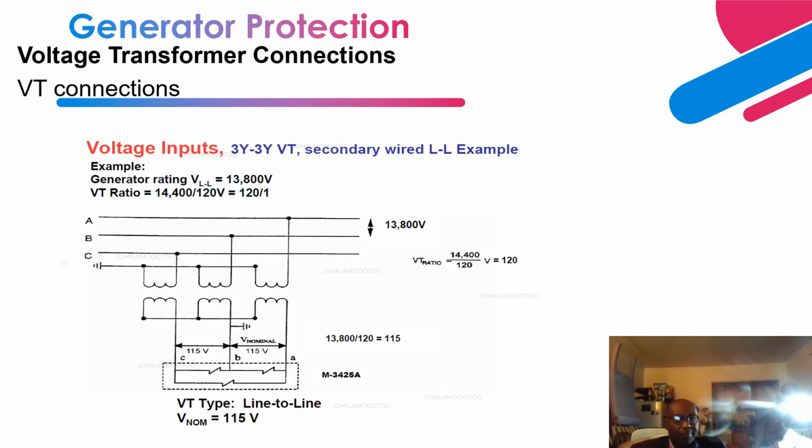Okay, so you can have different connections for the voltage transformers that are used as an input to the protective relays for these generators. As you can see over here, we have a Y grounded, Y ungrounded VT. On this side is the Y grounded. We are able to achieve a line-to-line voltage of 115 volts. And over here, the line-to-ground voltage can also be calculated. That is 14,400 volts, which gives us the line-to-ground voltage over here.